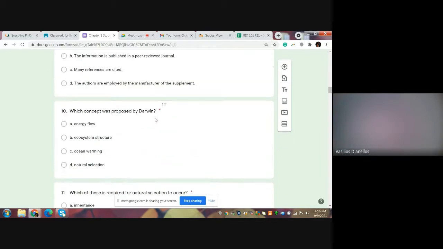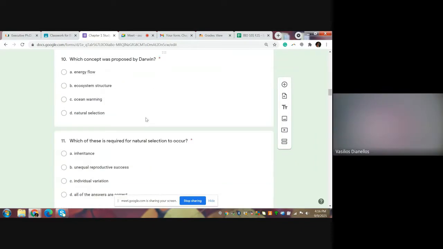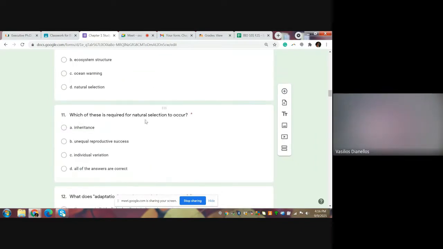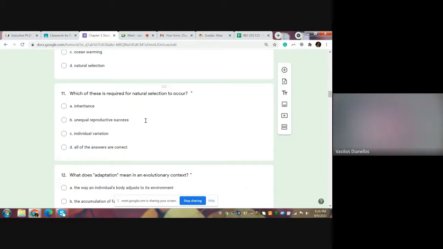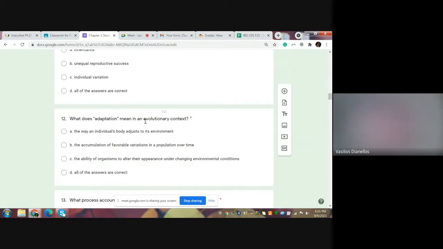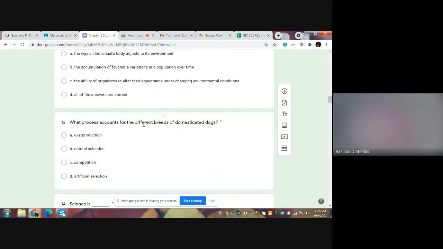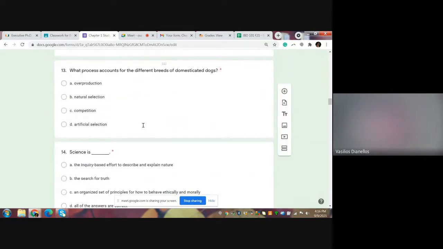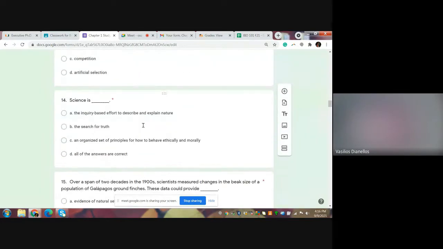All right, question 10. We're going to talk about evolution later, so I'm going to skip that and it won't be on this exam. Same thing on number 11. We'll talk about that later in the semester. Same thing for number 12. We'll talk about that later in the semester. 13, same story.